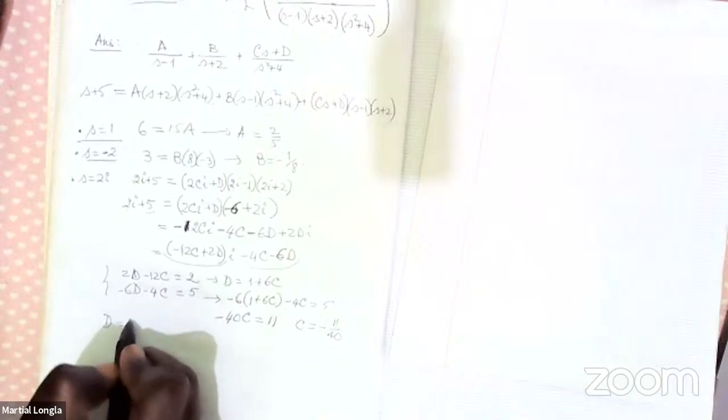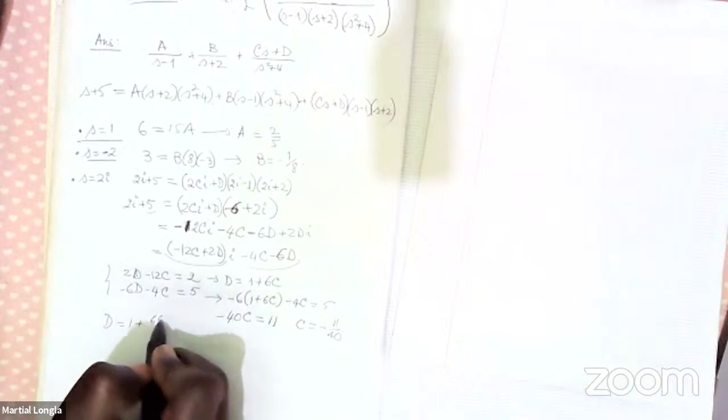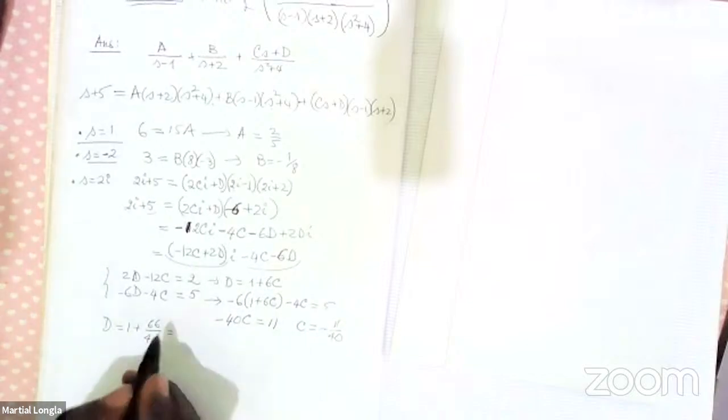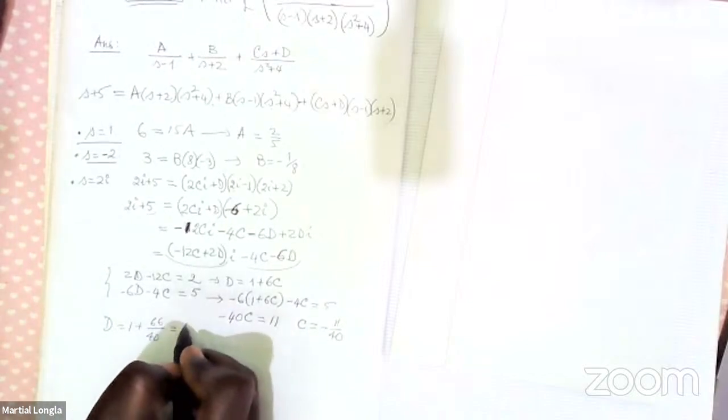And d is 1 plus 66 over 40, which is 53 over 20. So that's it. You got A, B, C, D, and now you have your functions.